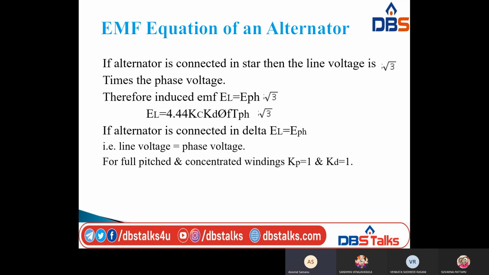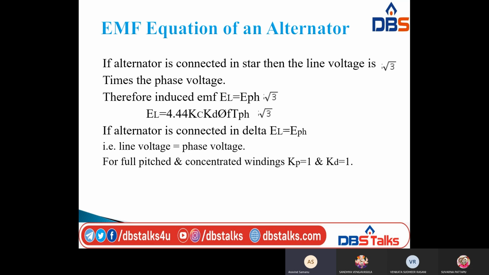Next, if the alternator is connected in star connection, then the line voltage is root 3 times the phase voltage. So note these things. Therefore, the induced EMF EL is equal to E phase into root 3, that is phase voltage into root 3. From this, EL is equal to, as we already know the phase voltage, 4.44 into Kc into Kd into phi into f into T phase into root 3.